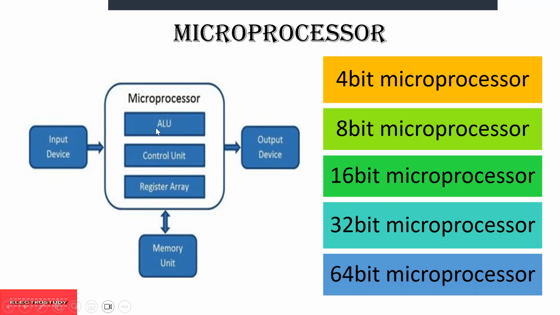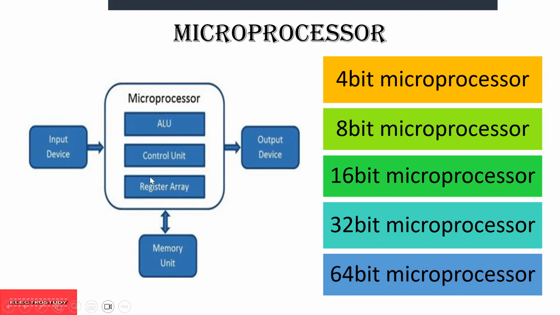Here ALU is nothing but the arithmetic and logic unit, where all the arithmetic and logical operations will be carried out. The data received from the memory or the input device gets into the chip, goes through the functions of the ALU, control unit, and register array, and then gets back to the output devices.